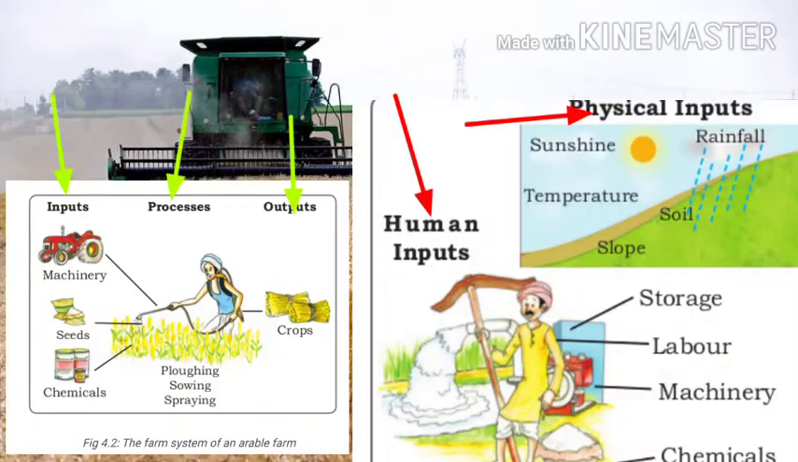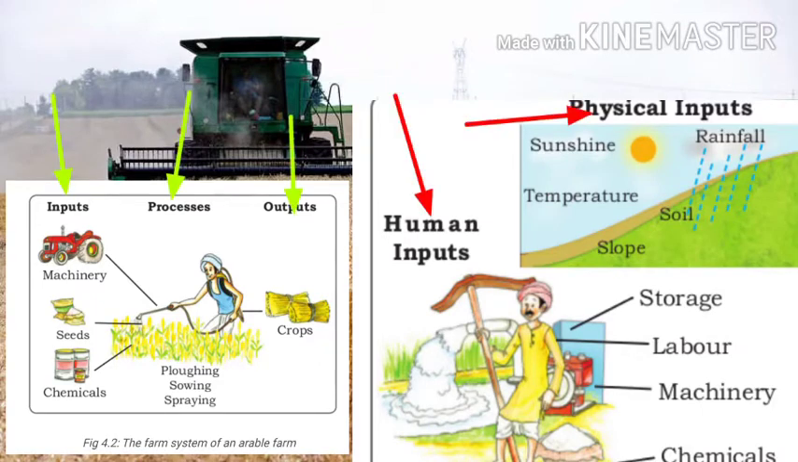So students, if you see figure 4.2 and 4.3, in figure 4.2 is the farm system of an arable farm, and in figure 4.3, the physical and human farm inputs. If you see the first figure, the inputs are the machinery, seeds and the chemicals. And including all the inputs, the process of ploughing, sowing and spreading occurs, and then after that the output is crops.